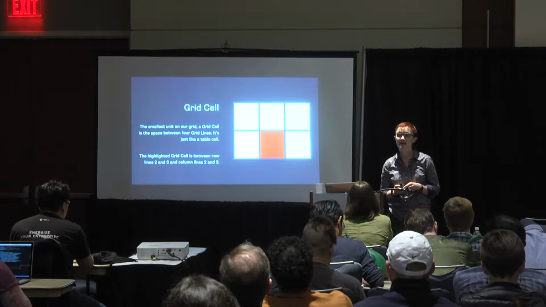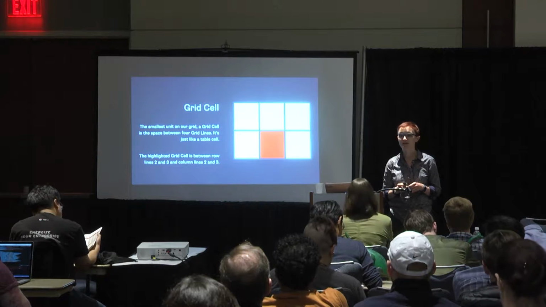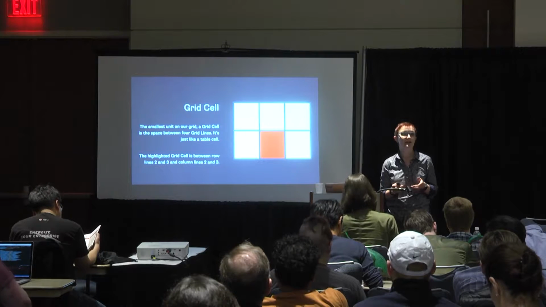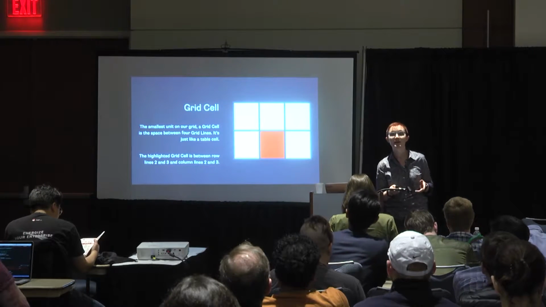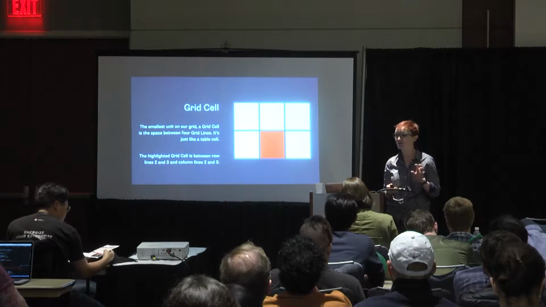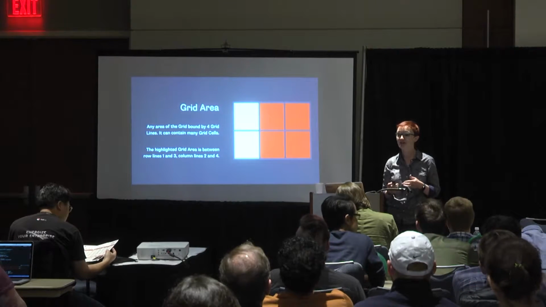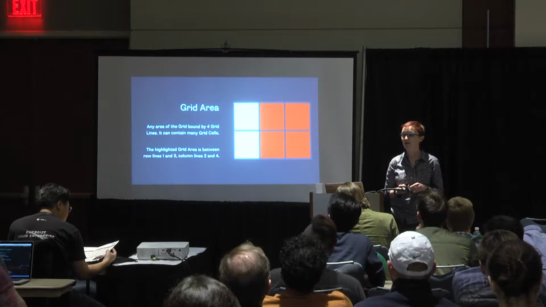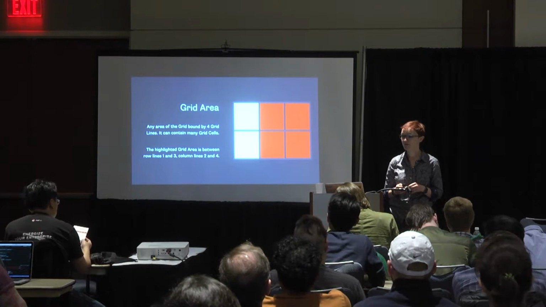And we have grid cells. That is the smallest unit on the grid that we can place an item into. So conceptually, that's a bit like a table cell. Anyone who is as old as me and used tables for layout, then you can probably be thinking it's very similar to that. You've got a cell that you can place something into. And then we have an area. A grid area is any area on the grid bound by 4 grid lines. That can include many grid cells.